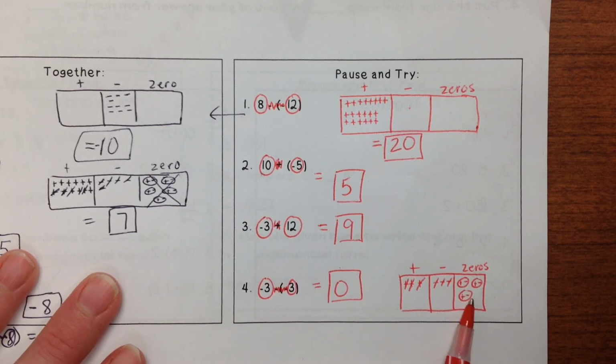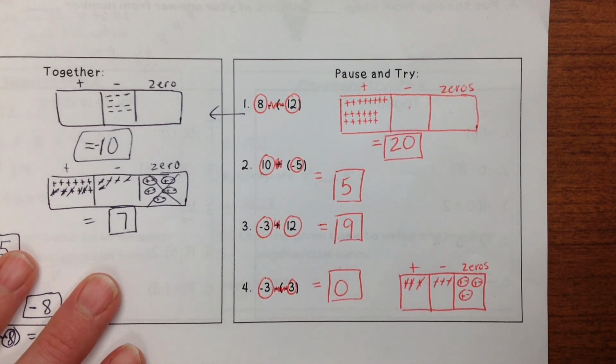Then this one, I wanted to show you a sea of zeros to show you that it really does equal 0. So I had 3 negatives and 3 positives, and when I got my sea of zeros, I ended up with nothing here and nothing here. Therefore, my answer had to be 0. Okay? So this is basically the additive inverse right here. These are opposites right here.